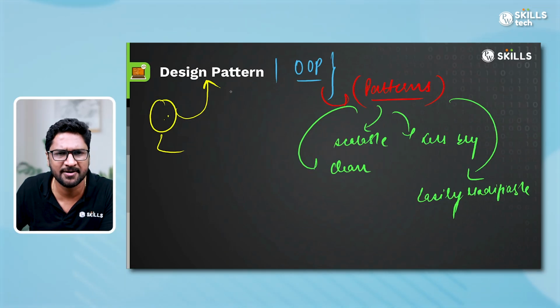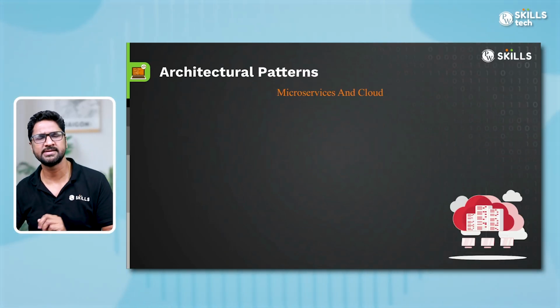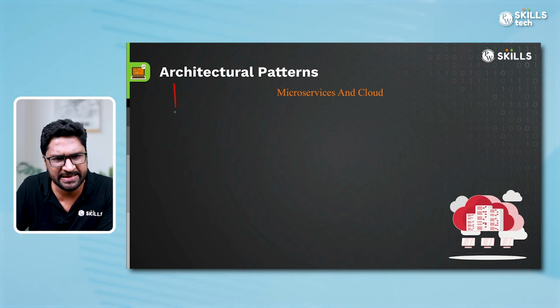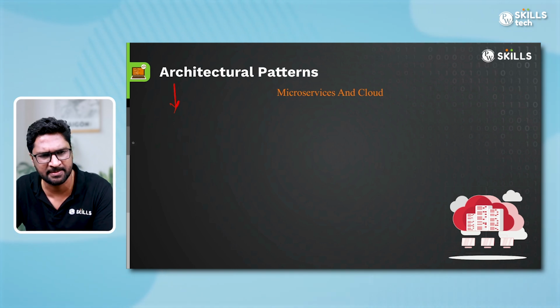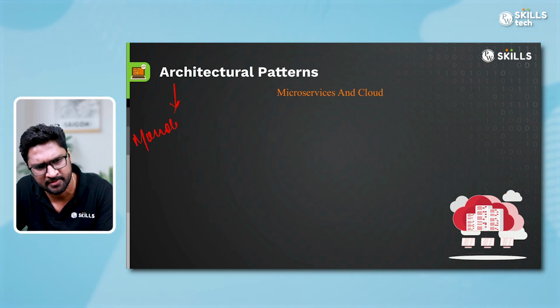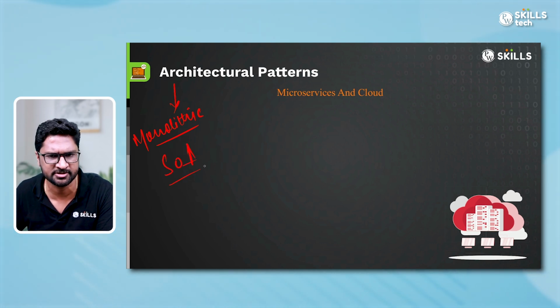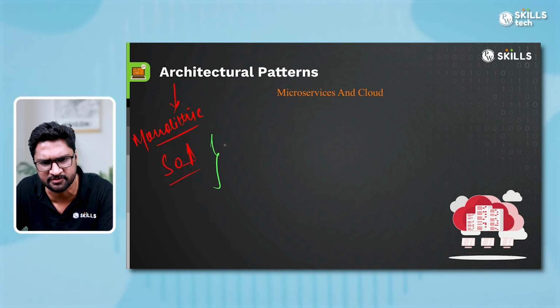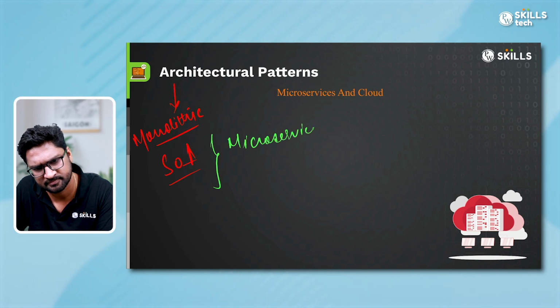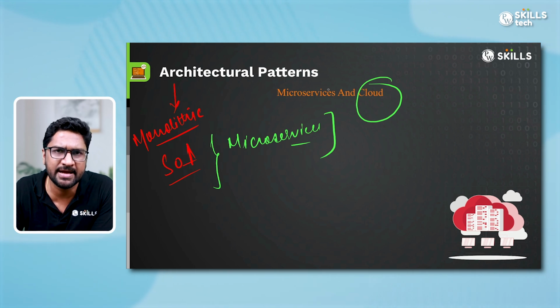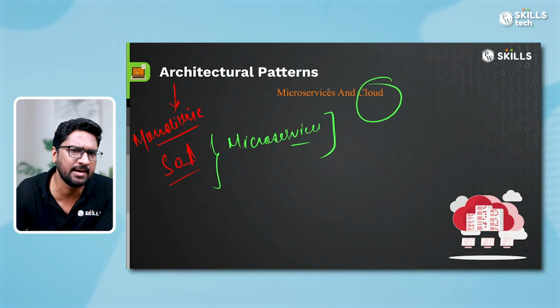Not only that, you also have to understand a few architectural patterns. We are living in a world where we are building applications in different forms. Say, for example, we make use of monolithic architecture. We have been talking about SOA, service-oriented architecture. Today, everyone is talking about microservices. Not only that, today is the age of cloud. Everyone is talking about AWS, Azure, Google Cloud.